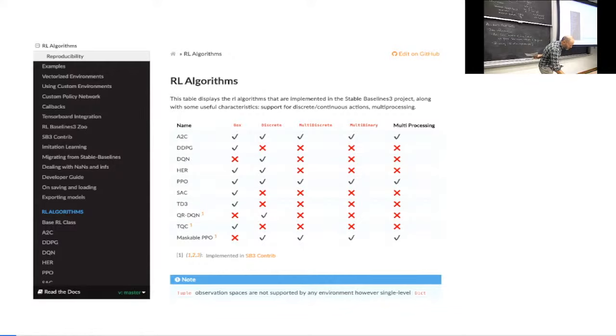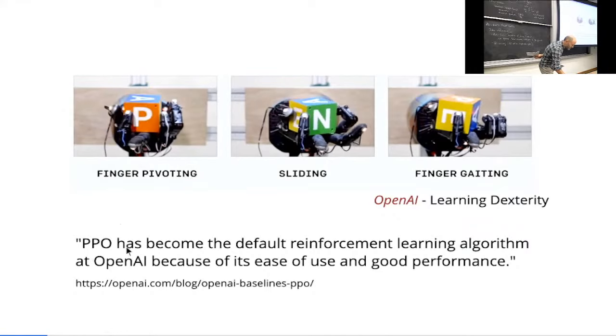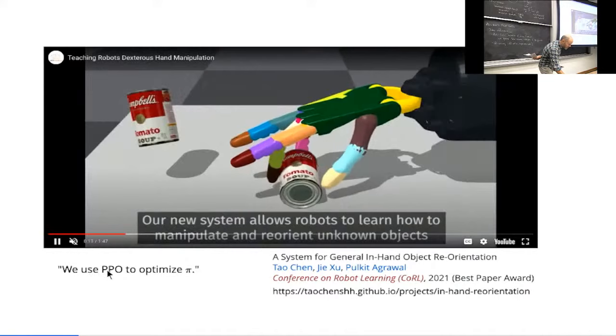If you look at, for instance, the OpenAI Learning Dexterity paper, PPO has become the default reinforcement learning algorithm at OpenAI because of its ease of use and good performance, I think in particular in the multiprocessing case. When you don't care about data and you're going to do massive multi-threaded stuff, then PPO tends to be the tool of choice. If you care about data and you're doing it on a real robot, people will tend to prefer SAC or one of the other variants that uses replay and experience in order to be more data efficient. But we're in simulation world right now, so we're going to continue to see this trend.